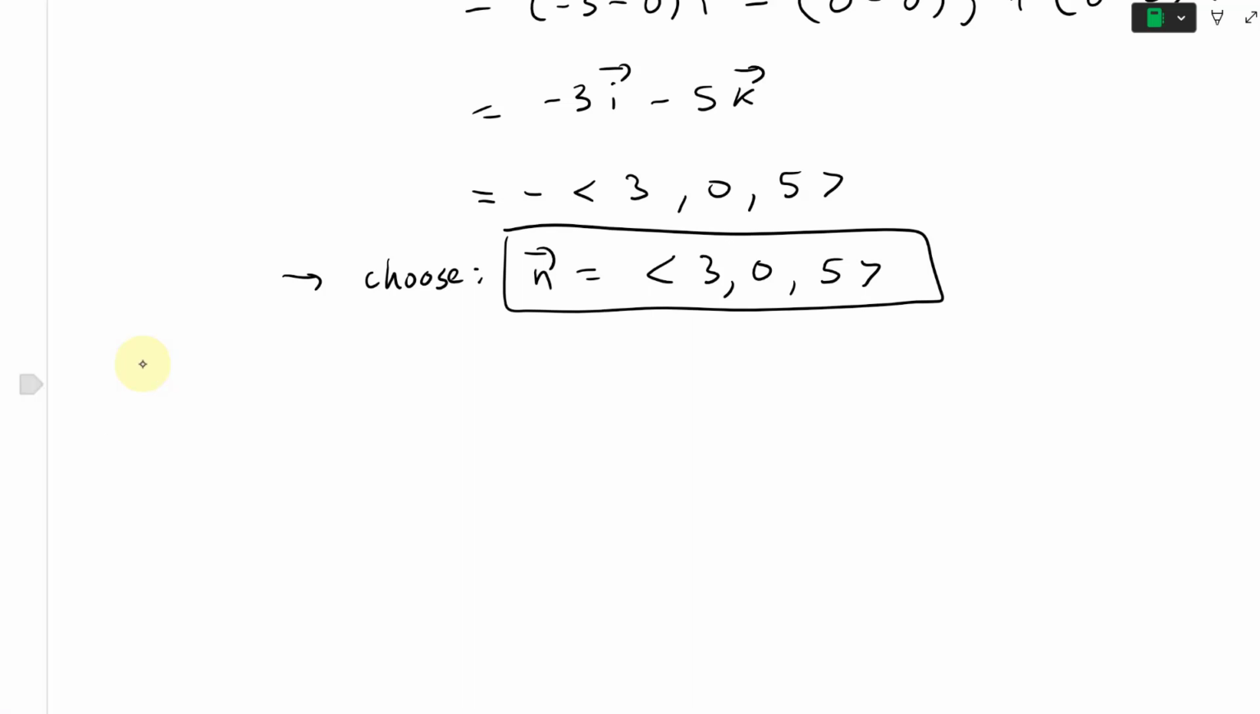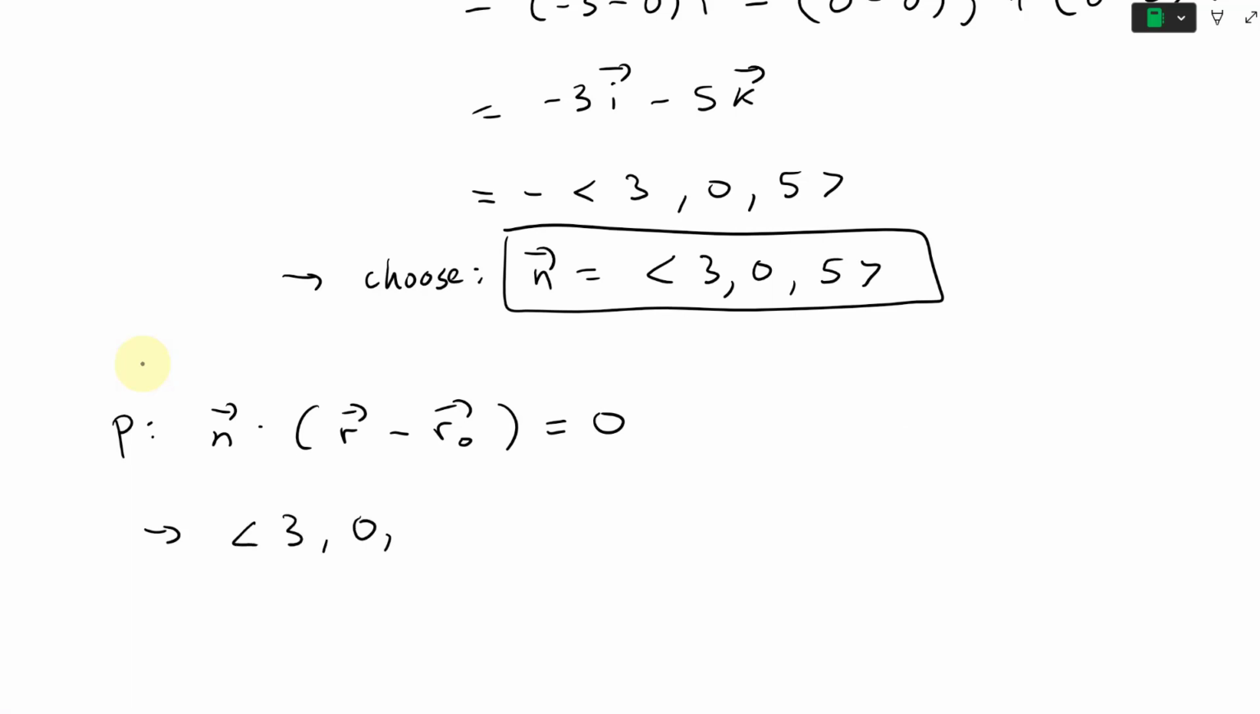So I'll write this P for plane. And this is the vector equation, n dot product r minus r naught. And r naught's always going to be the camera position. So this equals 3, 0, 5 dot x minus 1000. And then the other one's going to be 0, 0. Y minus 0, for completeness, write all. Y minus 0, and then z minus 0, because r naught is 1000, 0, 0, equals 0.